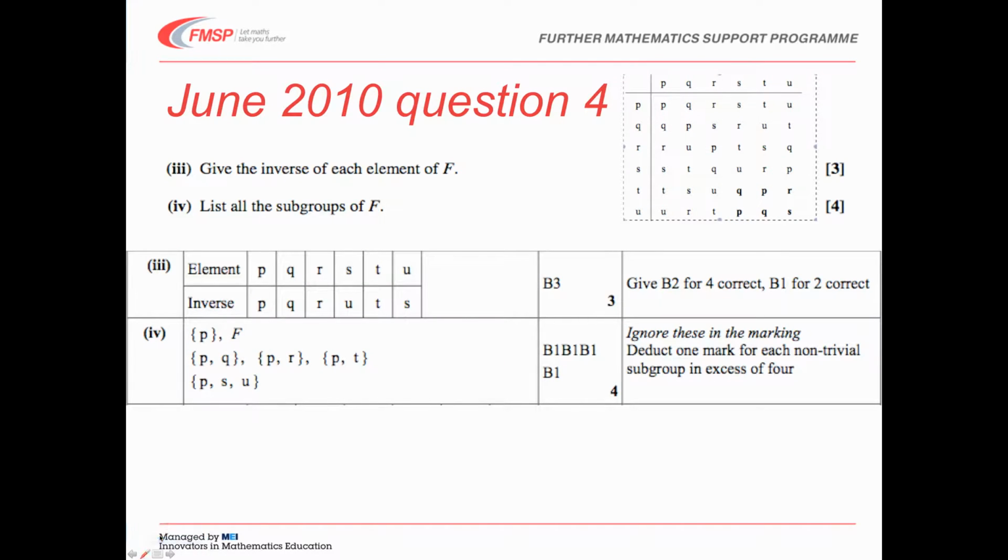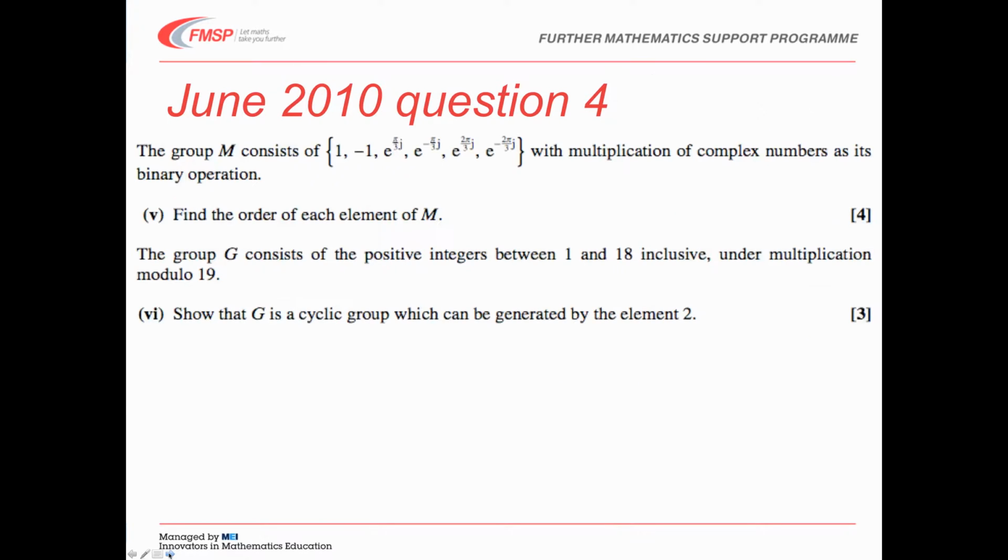And here's the mark scheme for that, so you can see the way that it was marked. For 3 marks, 2 for 4 correct, 1 for 2 correct, so you basically 2 marks for each of those. And for part 4, as you can see in this case, they just gave you 1 for each subgroup, but that's not always the case. They might sometimes knock off marks if you didn't get the identity and the full group. That does depend on the paper. So now we've gone to the rest of the question, and they're adding in a different kind of group for us to have a look at.